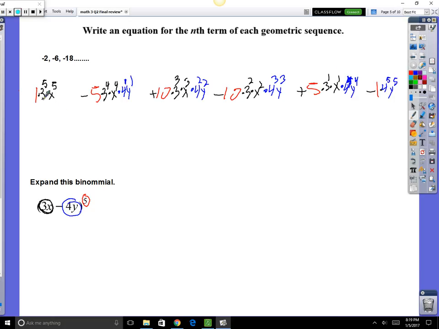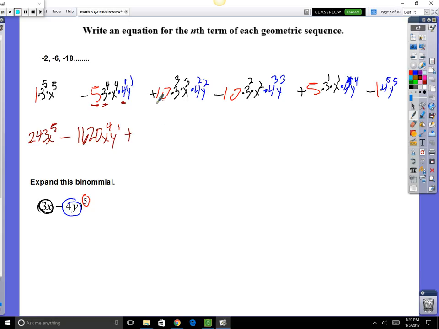So on my calculator, you just do 3 to the 5th, and that cleans up to be 243x to the 5th. Now I'm going to do minus. Now on your calculator, do the numbers. You got to do 5 times 3 to the 4th times 4. And that is 1,620. And then do your letters. You've got x to the 4, y to the 1.